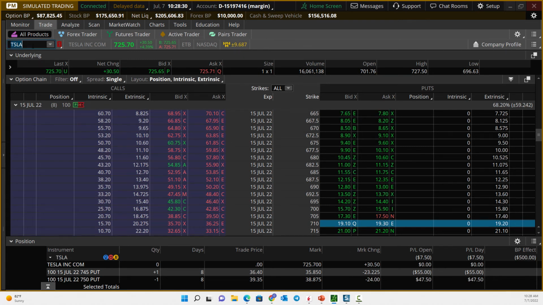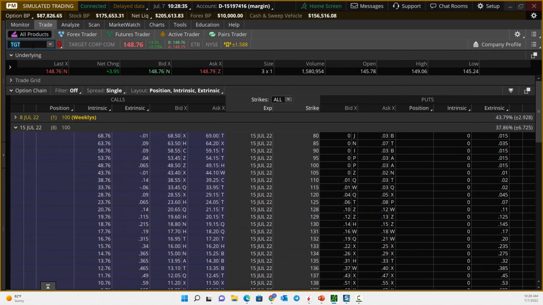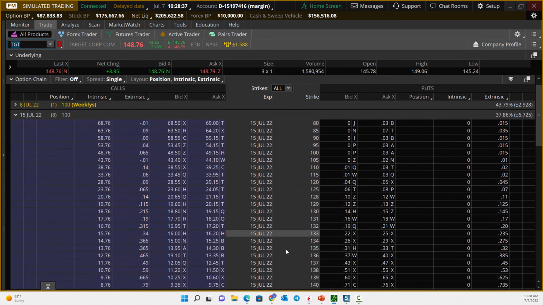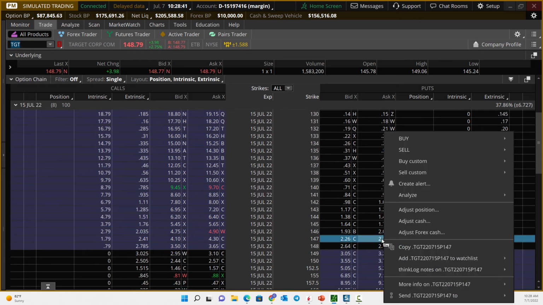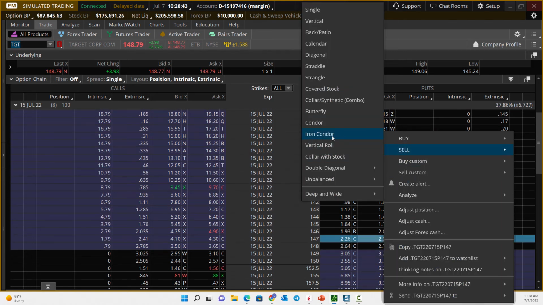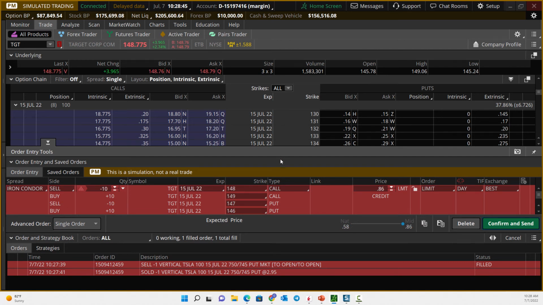Let's mix it up a little bit. We'll go to a different stock. Let's say we were going to trade Target or something. Target's at 148. Hypothetically, we were going to do an iron condor or something like that. Now, let me show you a little funkiness here. Let's bring it down to just a simple one contract.